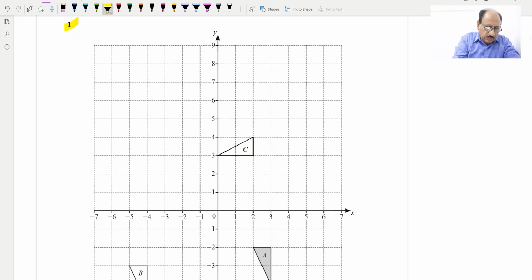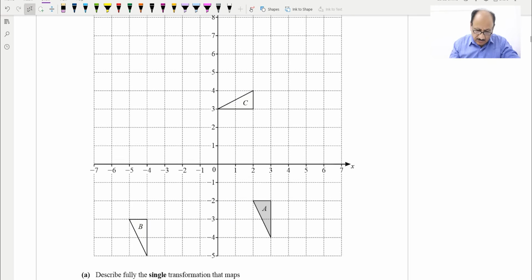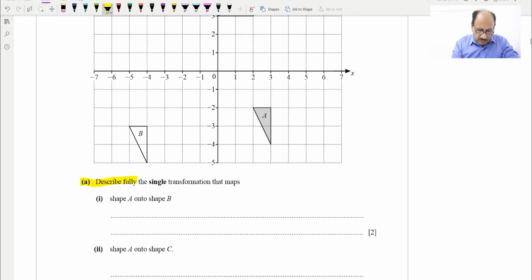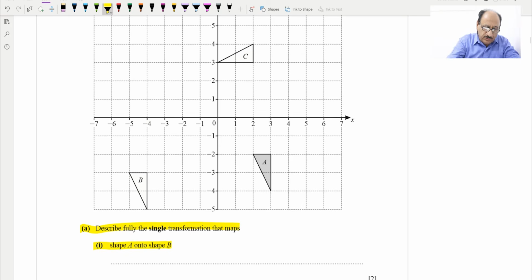Question number 1, a grid is provided and triangles are given. Part (a) says describe fully the single transformation that maps shape A onto B. So A onto B means this point is translated over here, 1 2 3 4 5 6 7 units to the left, so -7, and we can write here -7, and 1 unit down, so -1.